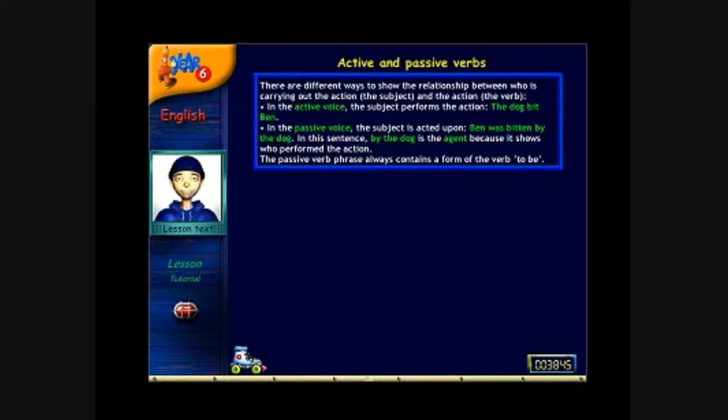In the passive voice, the subject of the verb is acted upon. In the passive, Ben was bitten by the dog. Wait a minute.